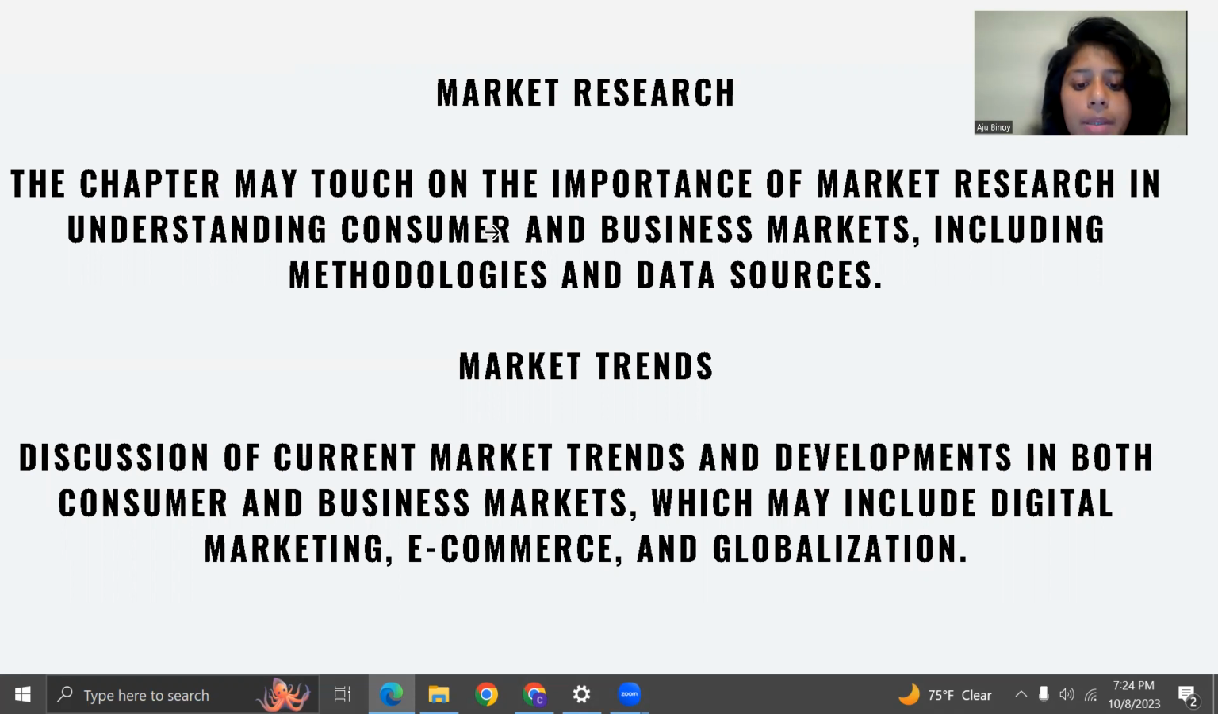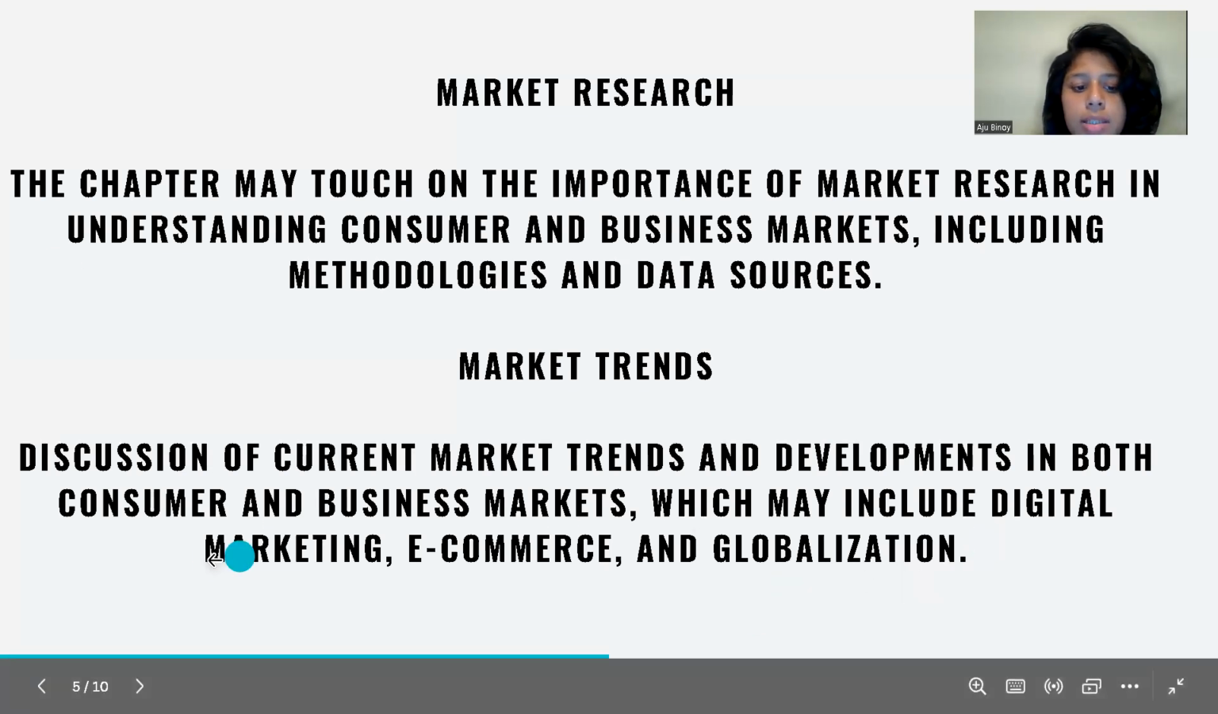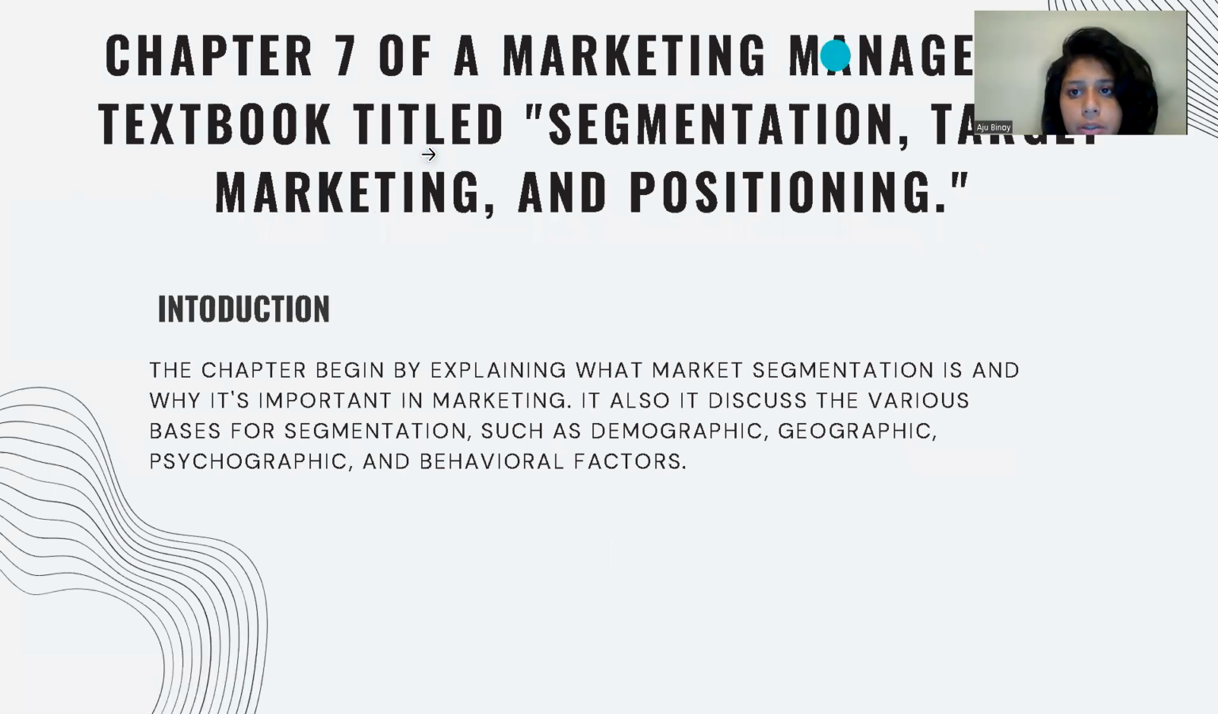quantities. Business demand derives from the demand for another good or service, is generally not affected by price increases or decreases, is subject to great fluctuations, and may be tied to the demand and availability of some other good. The market trends section includes a discussion of the current market trends and developments in both consumer and business markets, which may include digital marketing, e-commerce, and globalization. That is all about chapter 6.